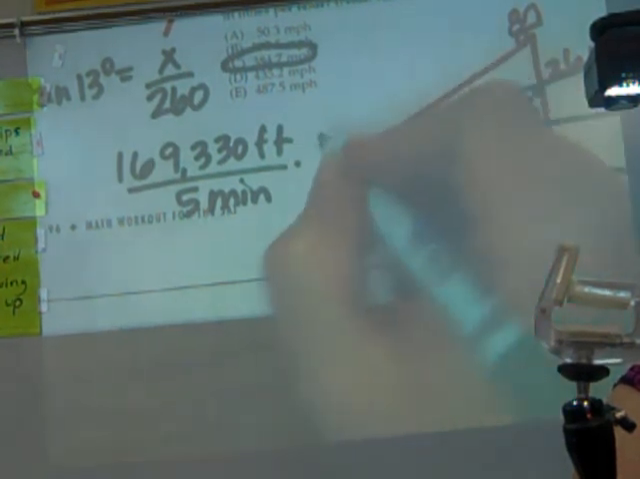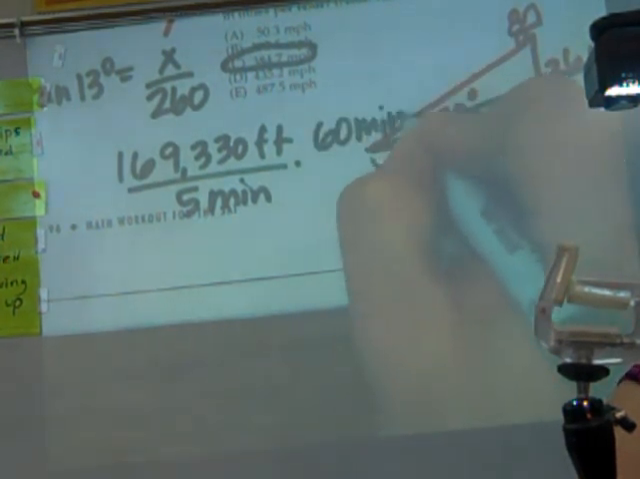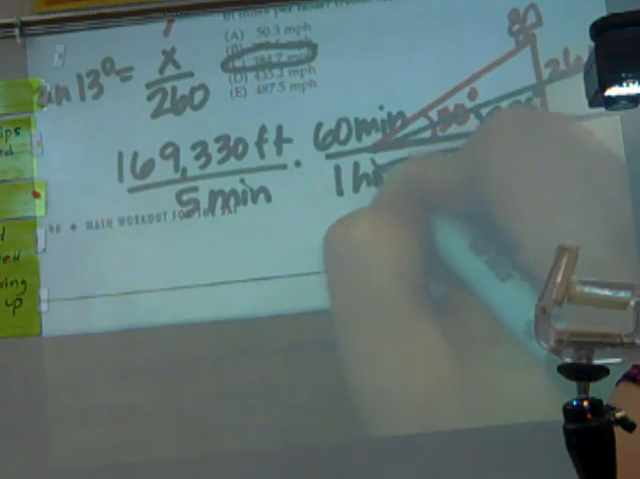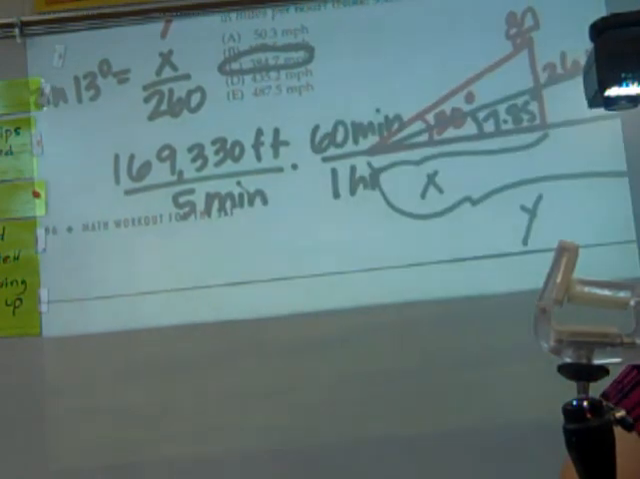So you've got to change minutes, right, to hours. And then you've also got to change feet to miles.